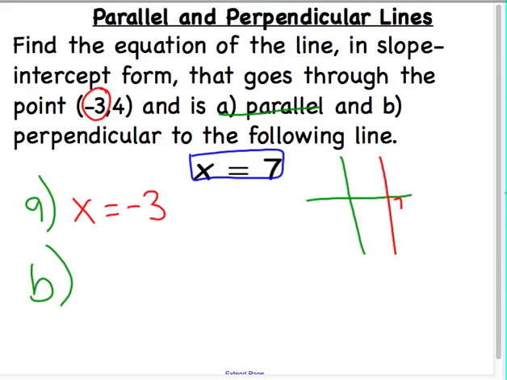Let me just draw a line that's perpendicular. Well, that looks like a horizontal line. So since I know my answer for perpendicular is going to be horizontal, all it is is y equals a number. What number? It's given at the point, 4. So we don't have to solve anything for these. That's all we have to do.